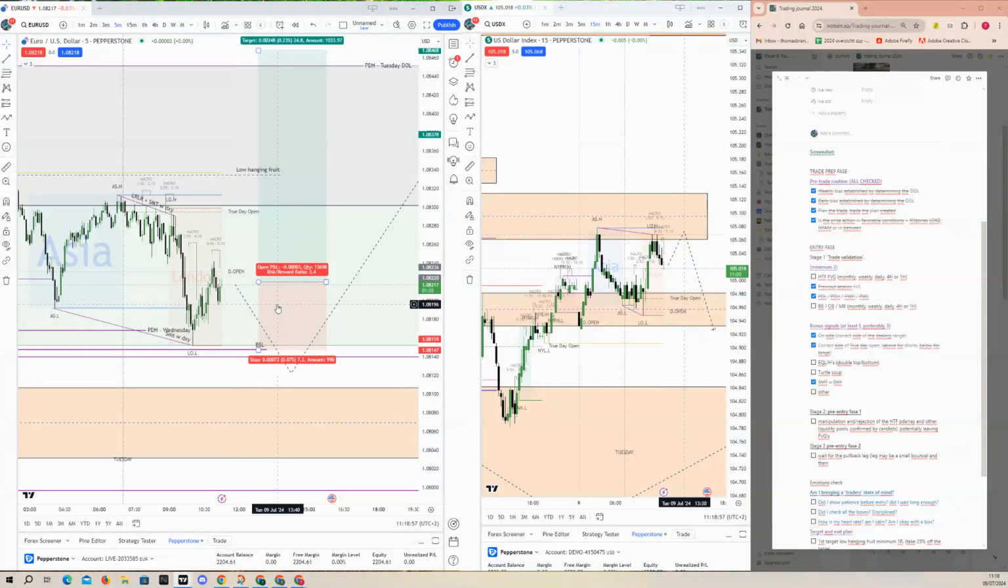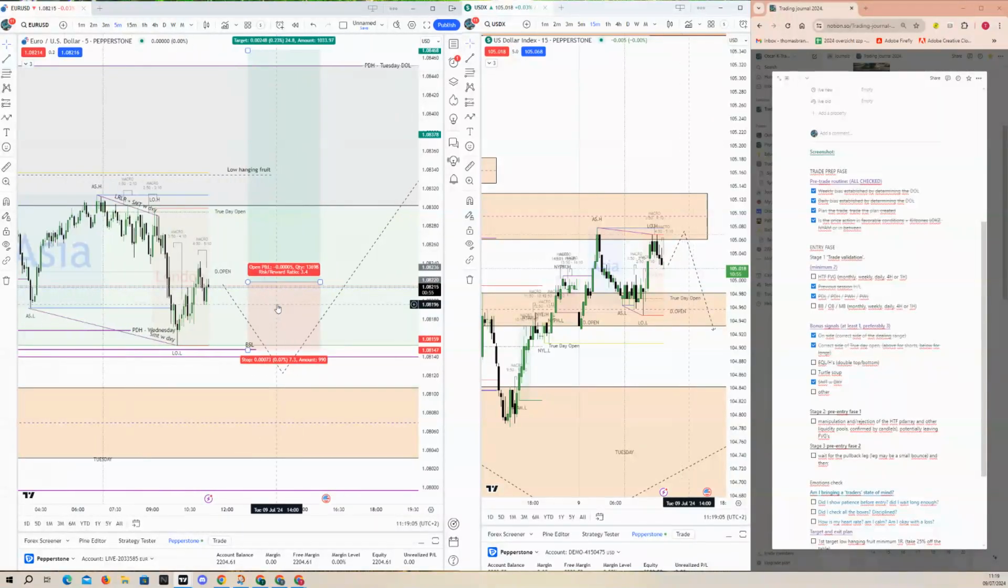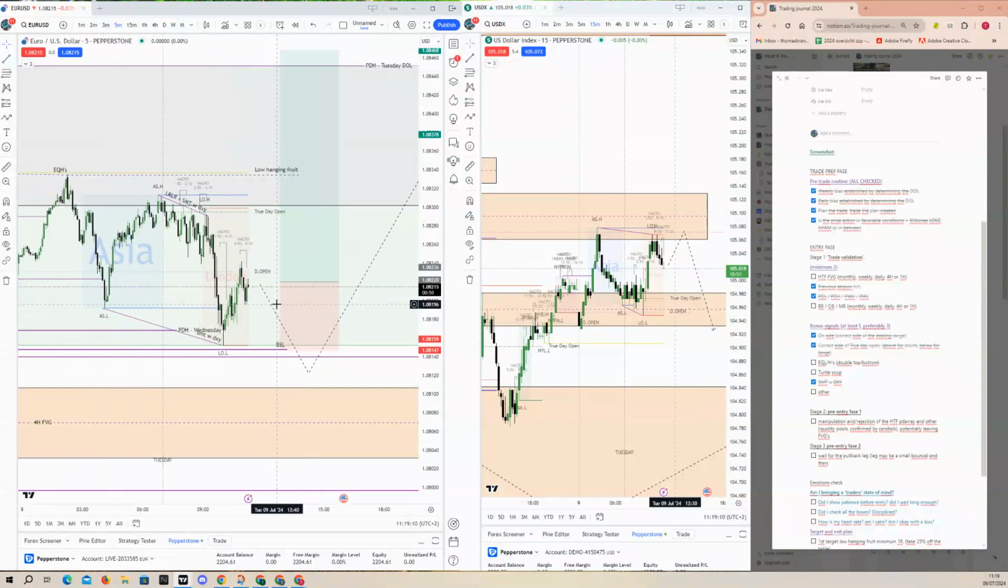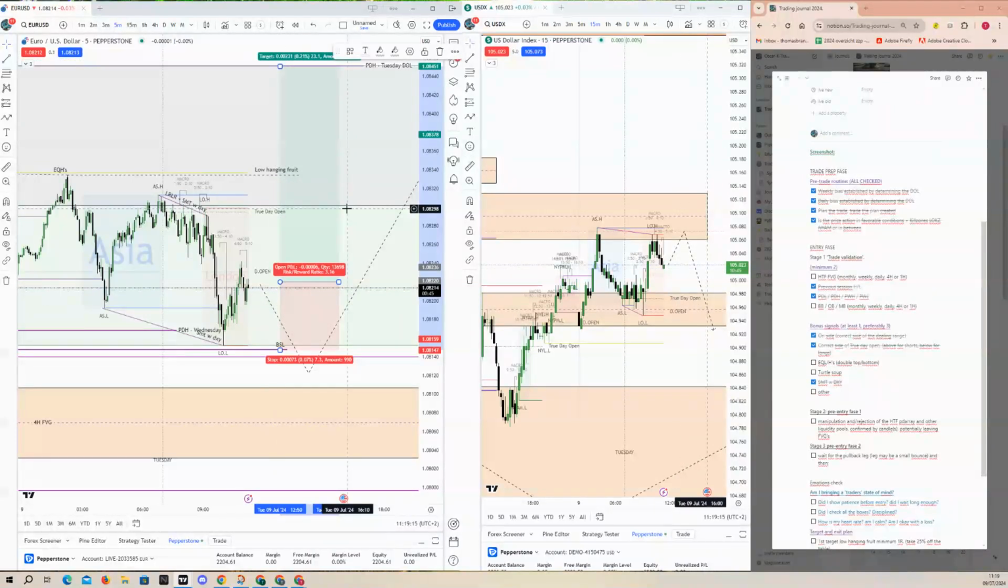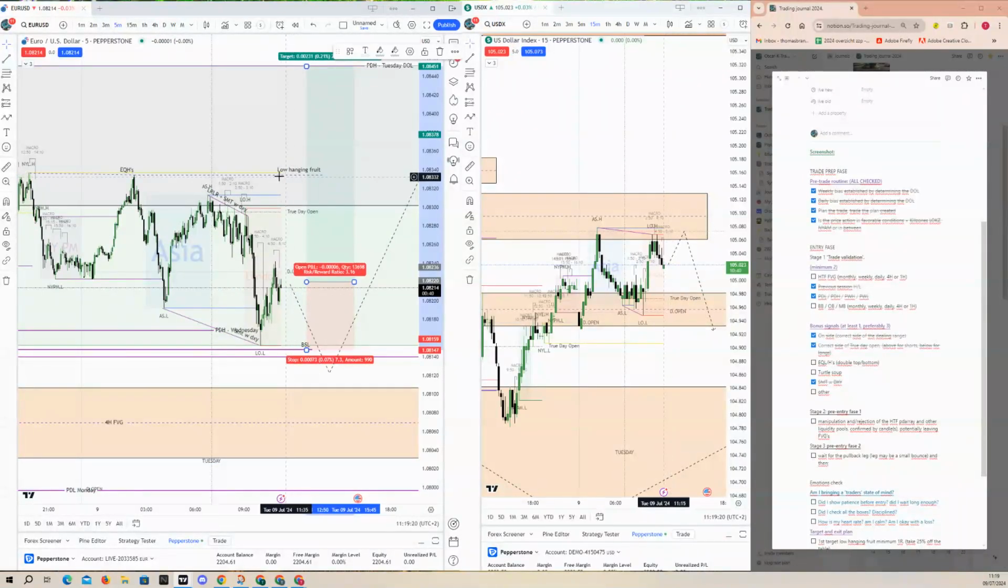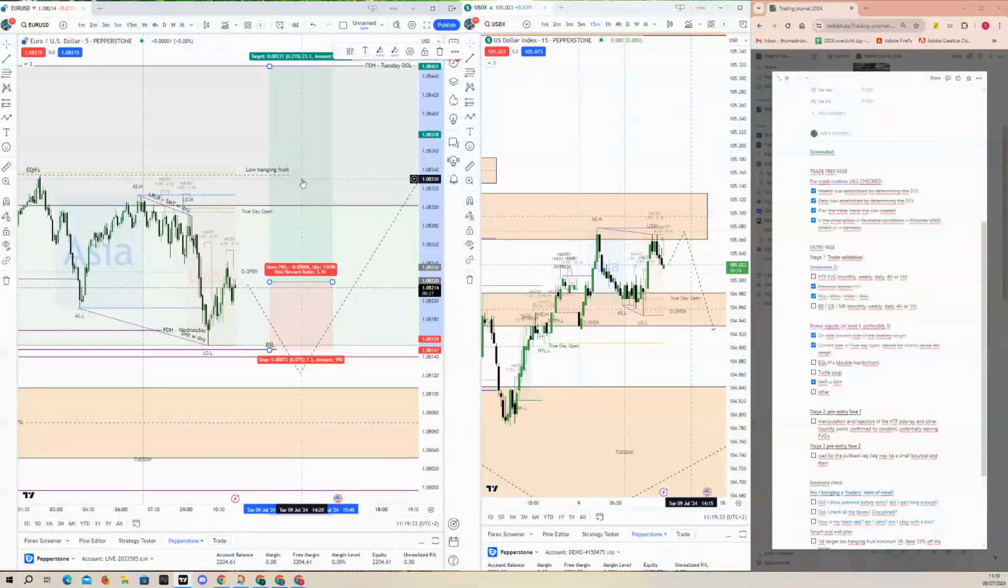At which point I will be looking for a long and a break of market structure, as well as a 5-minute fair value gap. That would be my entry point. My target is Tuesday's high. That's the draw on liquidity today. But there's a low hanging fruit here, which is also the equal highs over there, and a low resistance liquidity run over here. At which point I might take some profits if all goes well.